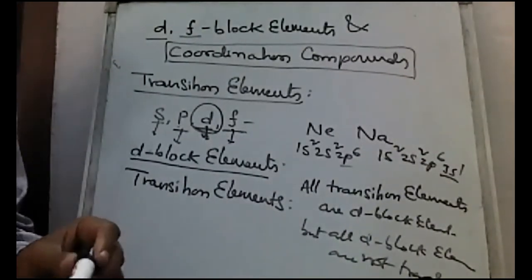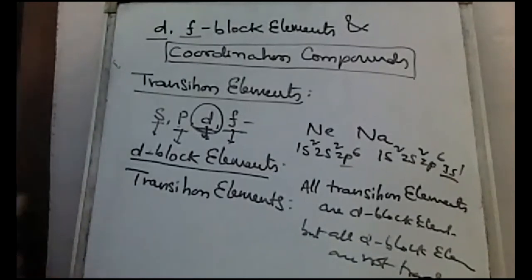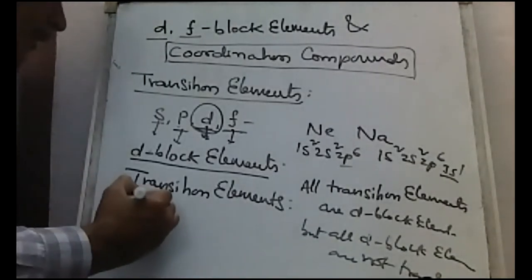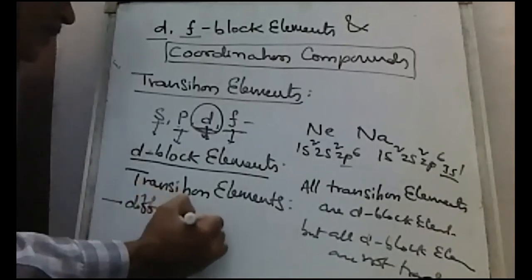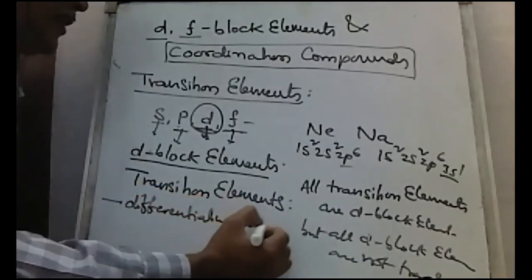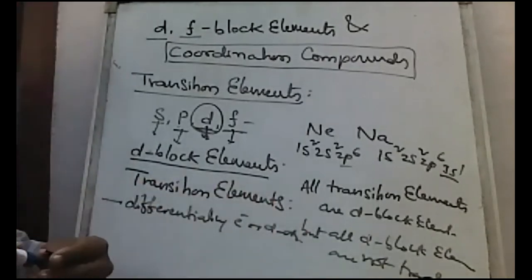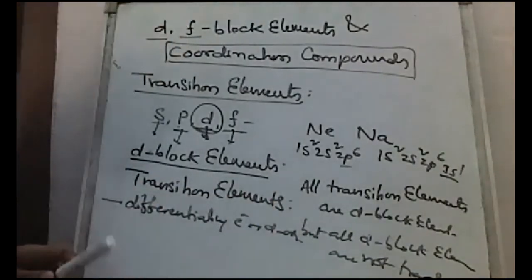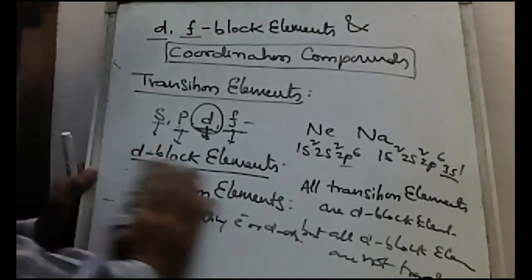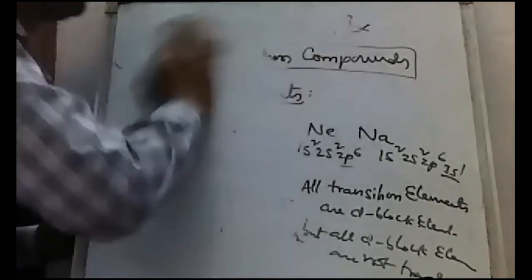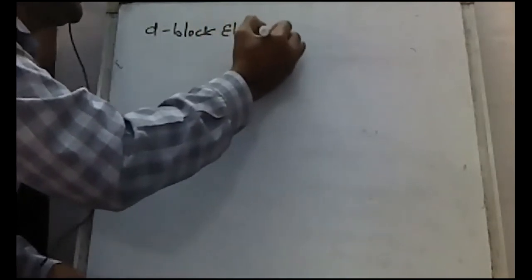Now, what is the difference between a d block element and a transition element? d block elements means the differentiating electron enters into d orbital. If the differentiating electron enters into d orbital, those elements we call d block elements.